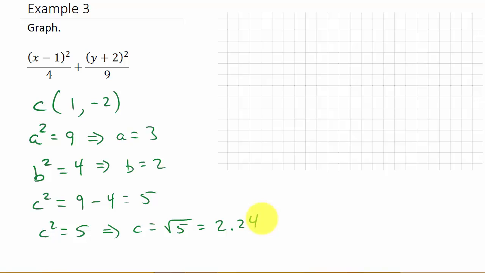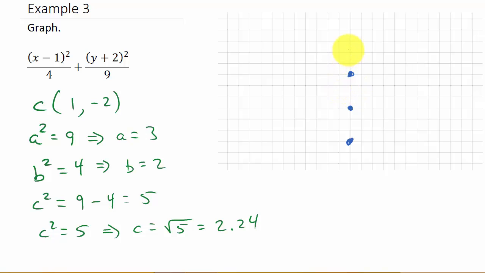Now we've got everything, so let's go ahead and draw our graph. Let's plot our center, 1, negative 2. There's our center. Now remember, our a squared is under the y. So this a tells us how we move up and down, because it's under the y. So we go up 1, 2, 3 units, and down 1, 2, 3 units. So there are these points.